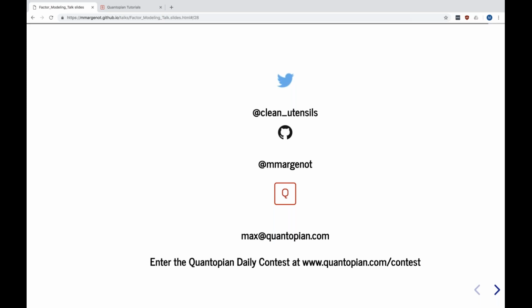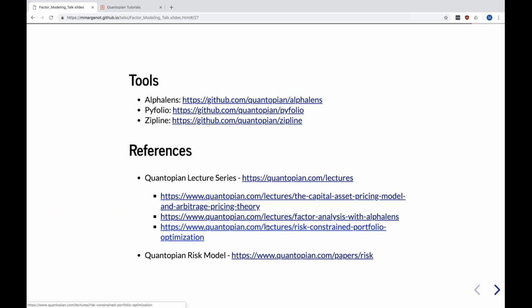And if you want an idea of how to use risk factors in an optimization routine, then check out the risk constrained portfolio optimization lecture that I link on this slide here. This one right here should give you a good primer on how to incorporate these risk factors into it.